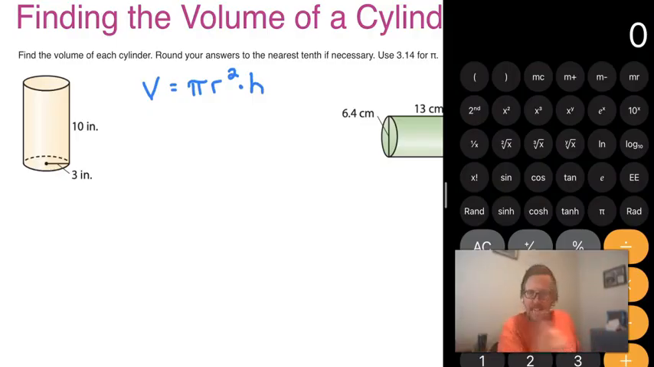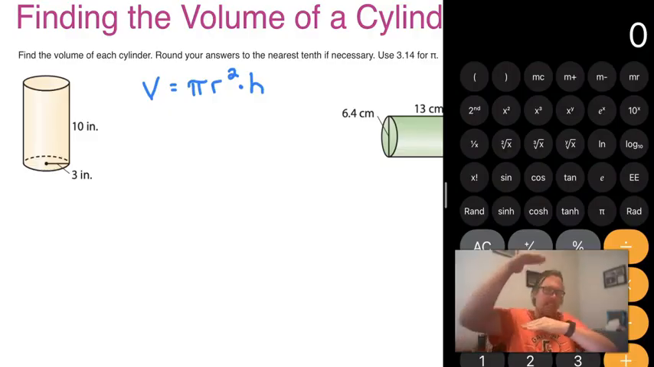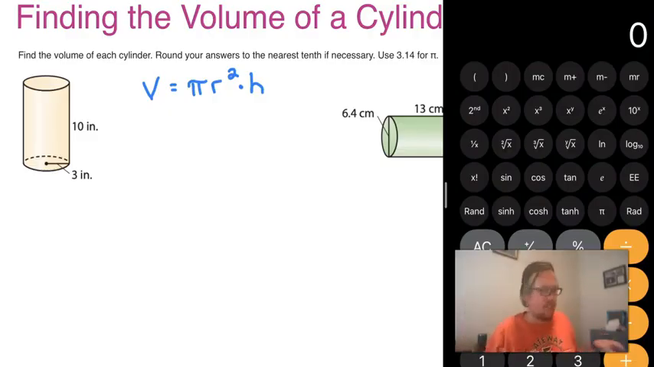So we find the area of the circle on the bottom and then we multiply by how tall the cylinder is. It's like we're taking the circle and then adding however many circles it takes to make the height of that cylinder. That's essentially what the formula is doing. So if we have the radius of the circle on the bottom, and we have the height, really all we're doing with these problems is just plugging numbers into this equation and then using the calculator to find the answer.